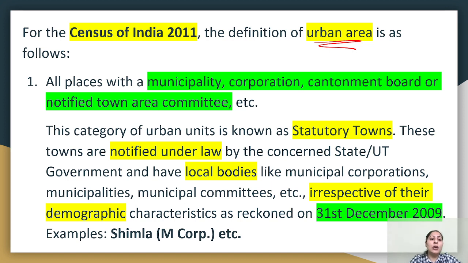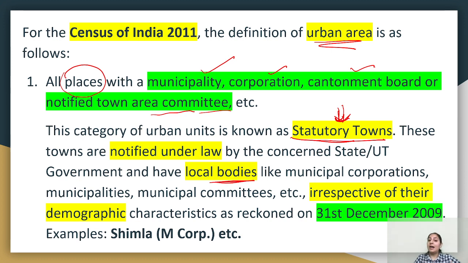So they clearly provide all places with a municipal corporation, municipality, cantonment board or notified town area committee, etc. Such areas form a part of the statutory towns. Reason being, by law they have been recognized as urban areas. So that is why the term statutory towns. So all places with a municipality, a municipal corporation, cantonment board or any notified town area committee. All these areas will come in the ambit of statutory towns, that the law itself recognizes them as urban areas. Now these towns are notified under their local laws, right? Under law by the concerned state or UT government, and they have their own local bodies.